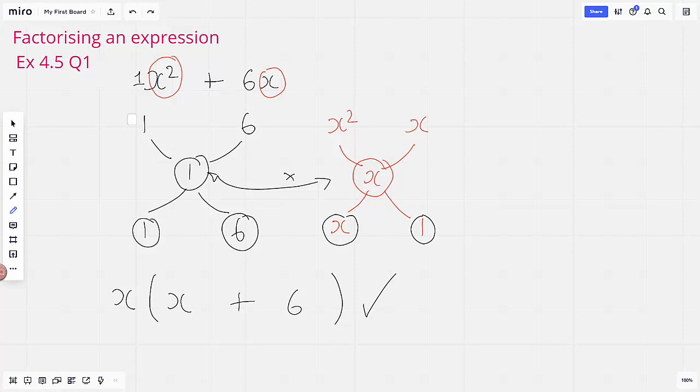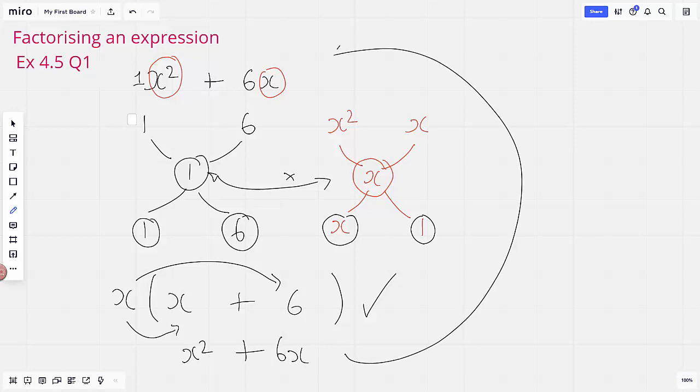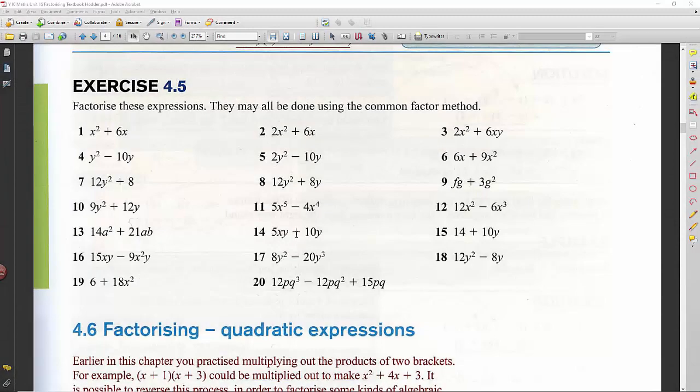I can always check my answer by multiplying out or expanding out the brackets again. So x times x will give me x squared, and x times 6 will give me 6x. So I end up with the same expression that I started with, so I know my answer really is good. Well, that takes care of question 1, x squared plus 6x. Let's have a look at question 2, 2x squared plus 6x.